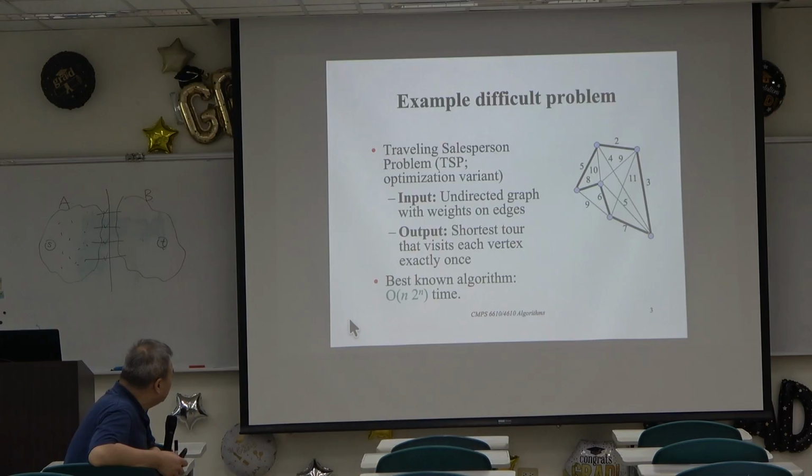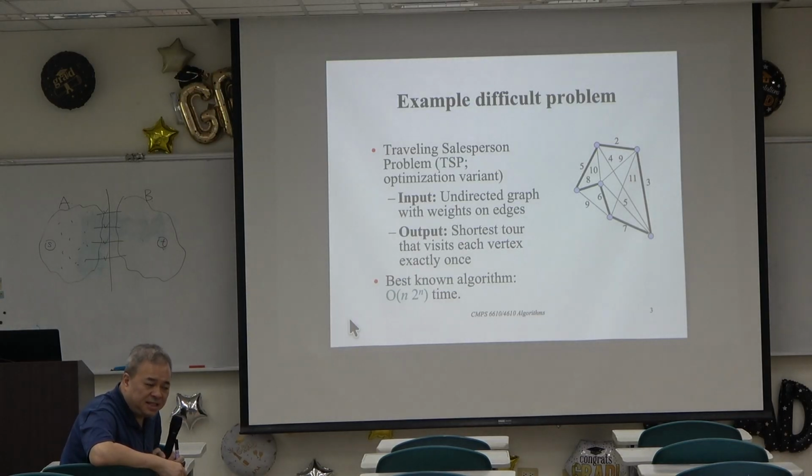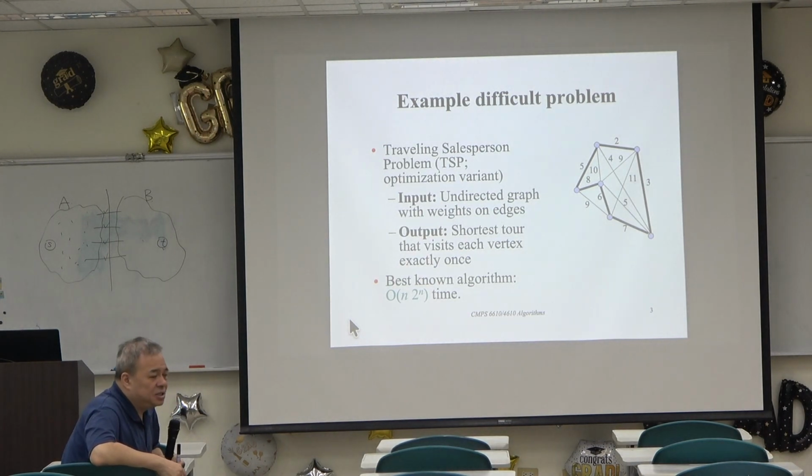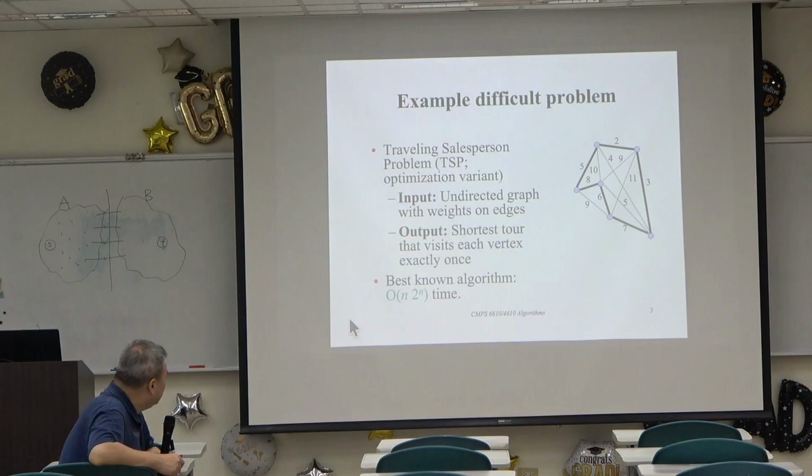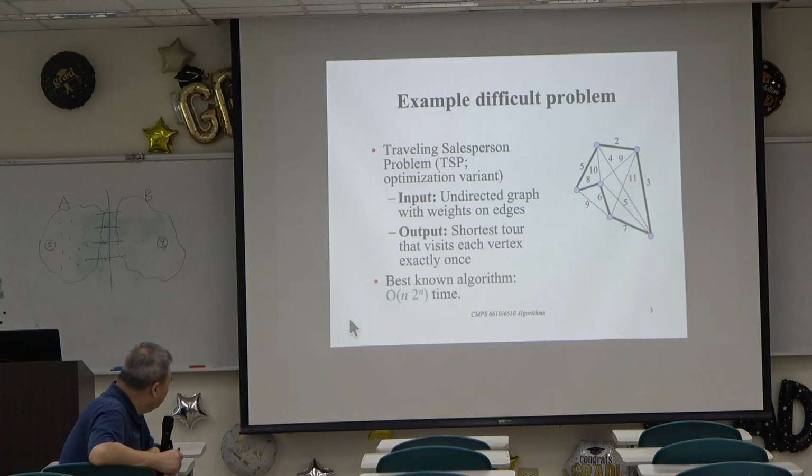So this is what we call an optimization problem, because the answer is not yes or no. The answer is the shortest path, right? So it's an optimization problem, not just a yes or no question. The best known algorithm is big O of n times 2 to the power of n time.